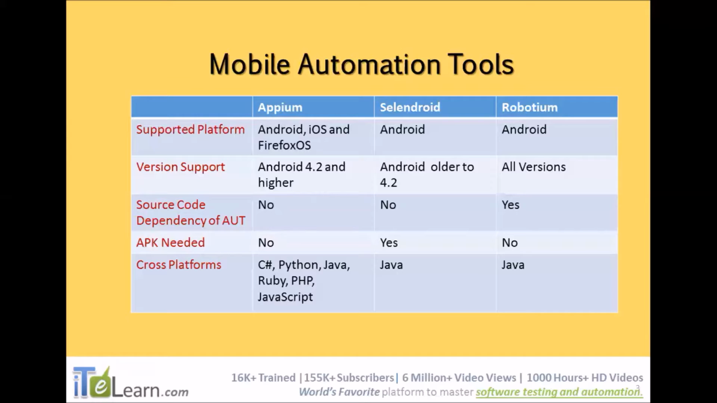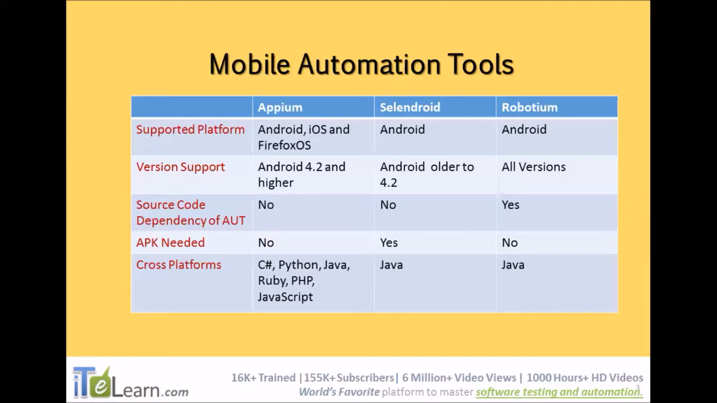As I mentioned, mostly the Android platform I will be guiding you with in this course, and that's why I just mentioned the comparison here of only Android versions. Appium is the framework which will help you drive test automation only on versions from 4.2 and higher. Selendroid is something which will support only 4.2 and lower versions of Android applications.